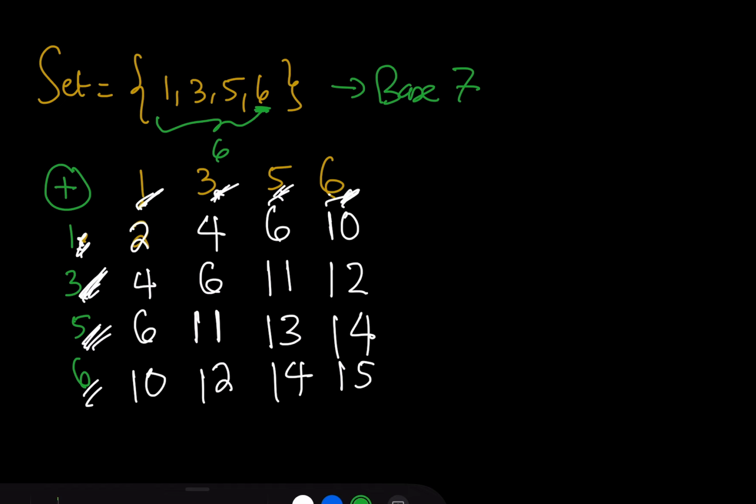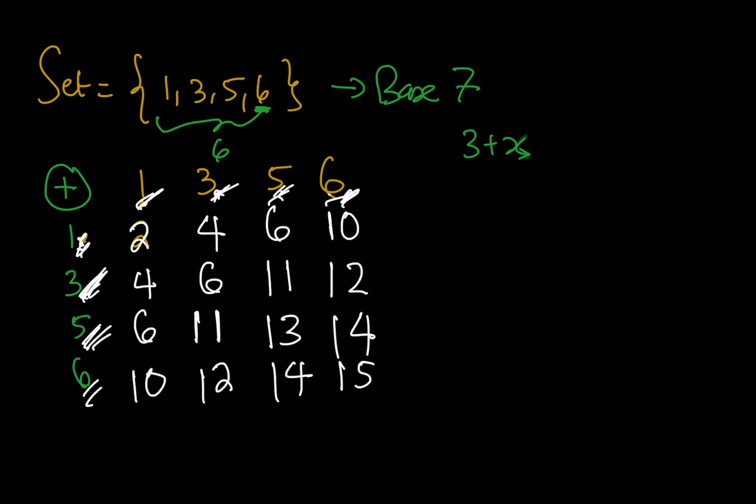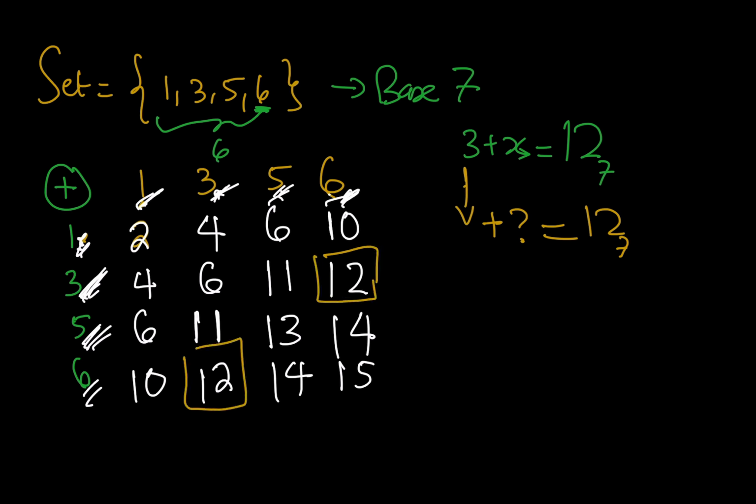So let's say that we've been given 3 plus x is equal to 12 base 7. So they're asking us that if we take 3 here and you add it to something we don't know, we're going to get 12 base 7. And 12 base 7 is either this one or that one. Can you see that? It says 3 added to something gives you 12 base 7. The 12 base 7 is these, only these two numbers in the addition table. Can you see that?